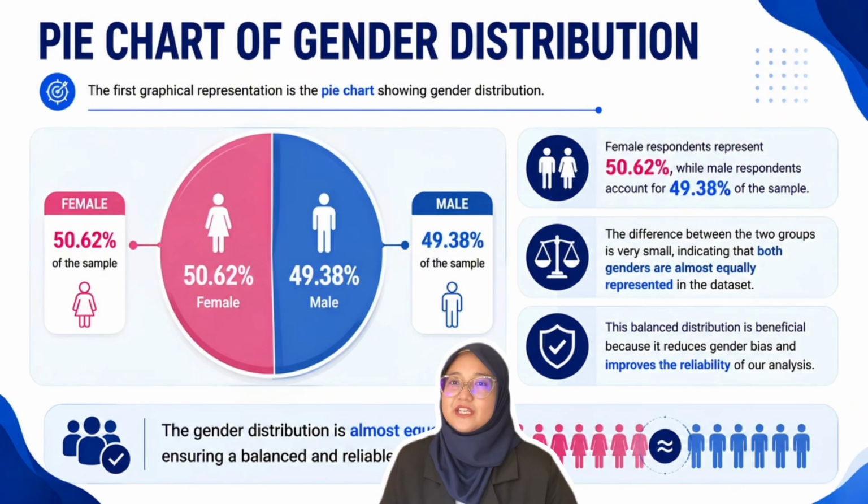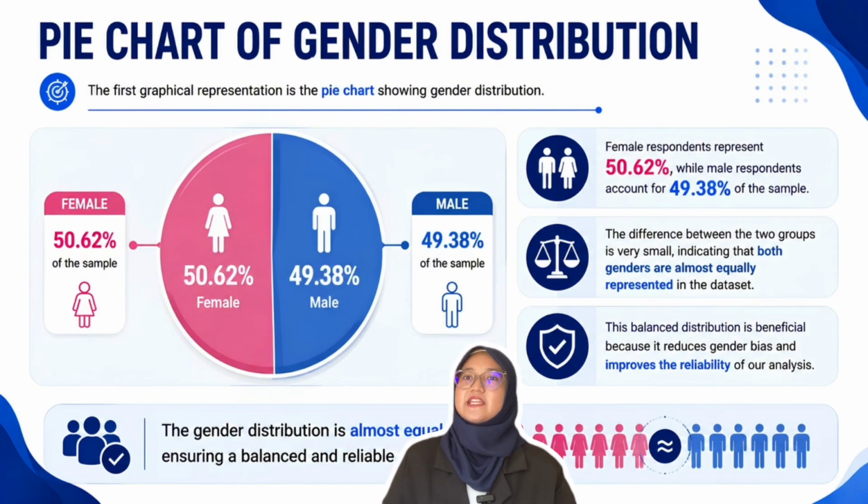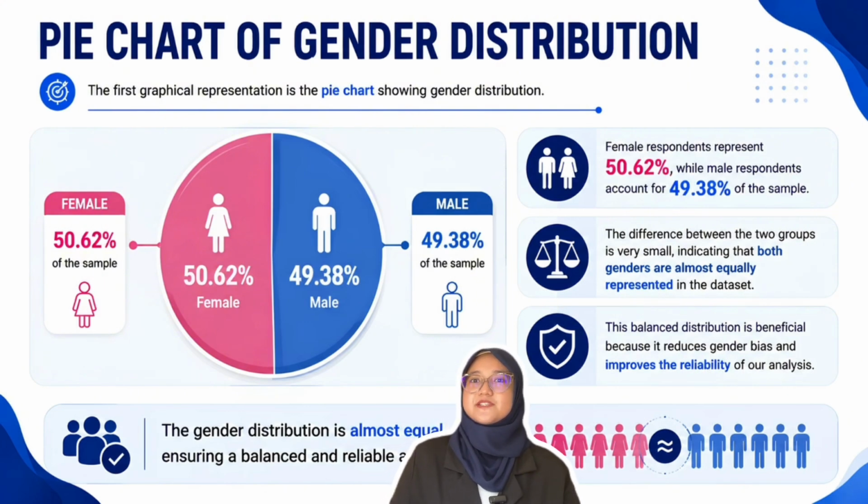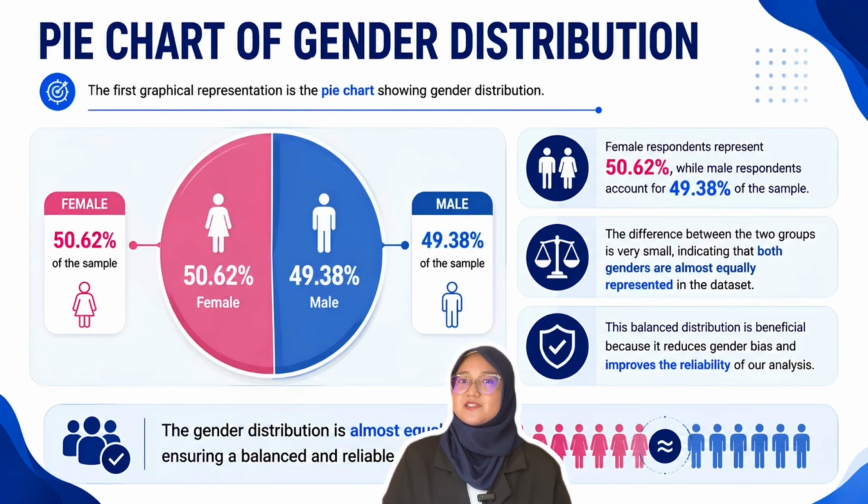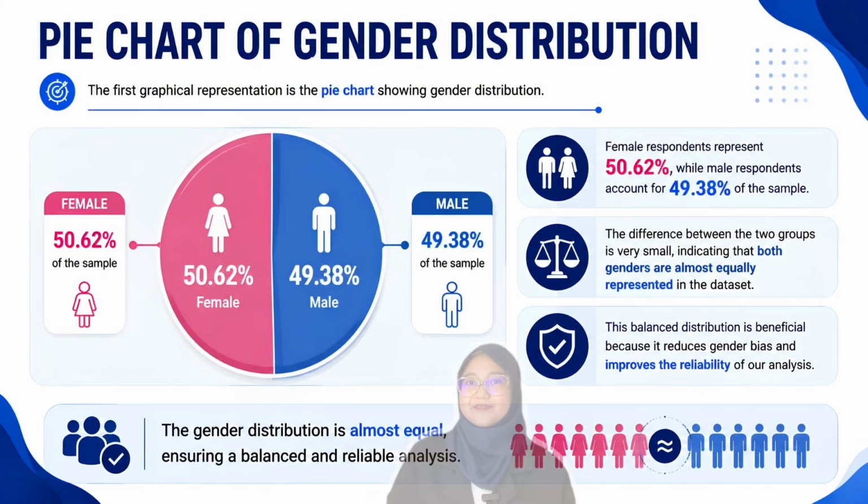The difference between the two groups is very small, indicating that both genders are almost equally represented in the dataset. This balanced distribution is beneficial because it reduces gender bias and improves the reliability of our analysis.